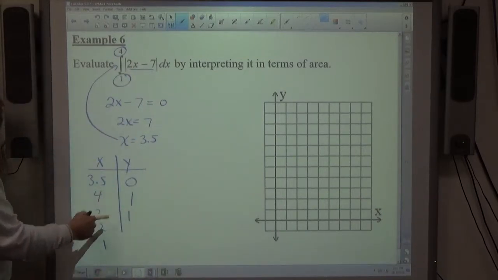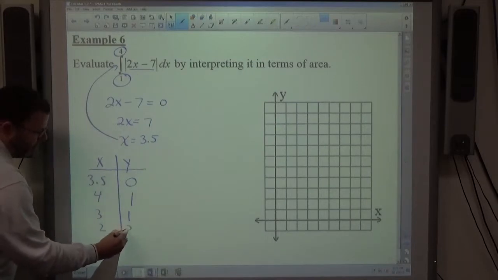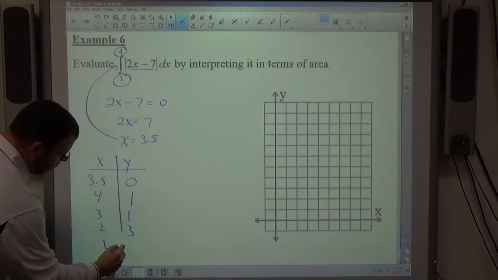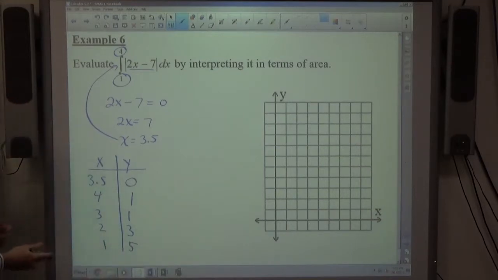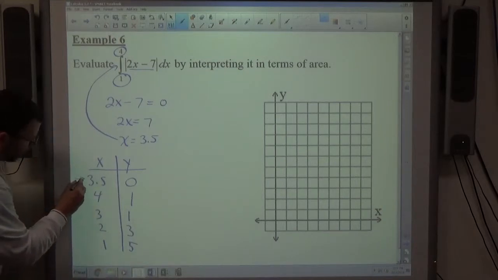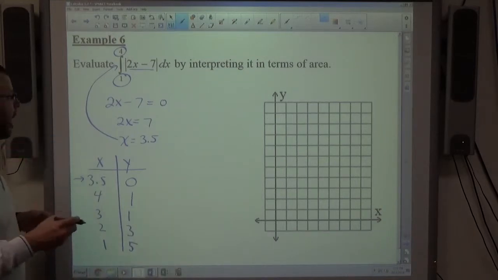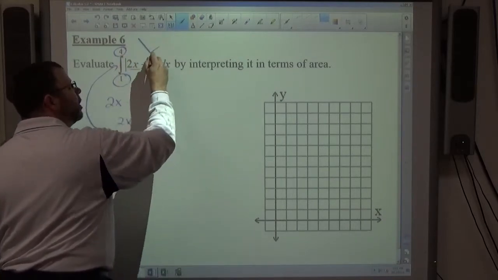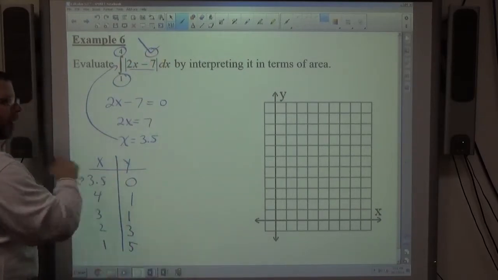2 times 2 is 4, minus 7 is negative 3. The absolute value bars make it positive 3. 2 times 1 is 2, minus 7 is negative 5. The absolute value bars make it positive 5. Just like that, we can get as many points as we need to graph it, but I need to have this point because that's going to be the point of the graph. So anytime you're doing an absolute value, it's going to have a sharp turn. That sharp turn happens where that content equals 0.